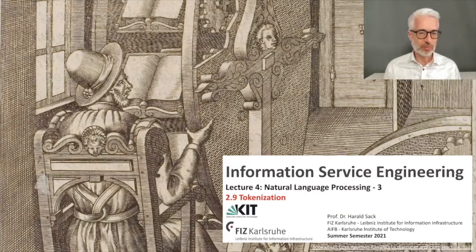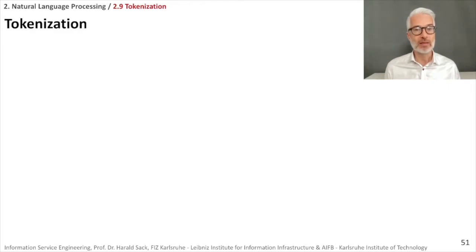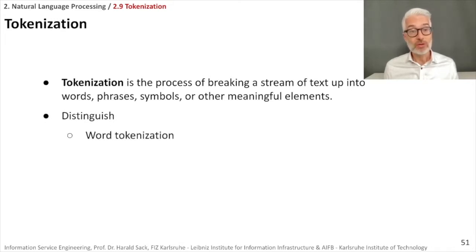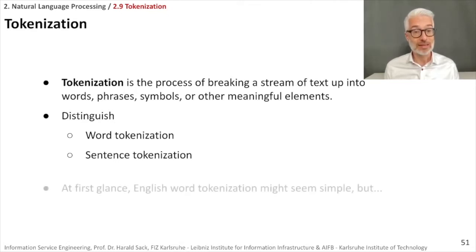Now we are going to talk about tokenization as one of the basic techniques in any NLP pipeline. So what is tokenization? Tokenization is the process of breaking a stream of text up into words, phrases, symbols, or other meaningful elements. We usually distinguish between word tokenization, where we want to have the single words, and sentence tokenization, where we want to have a single sentence broken out of a natural language text.